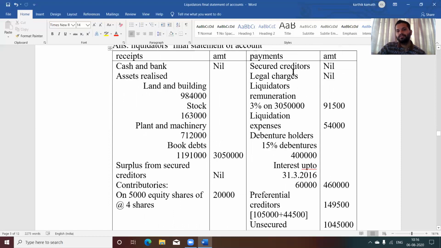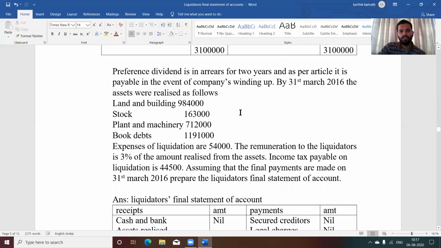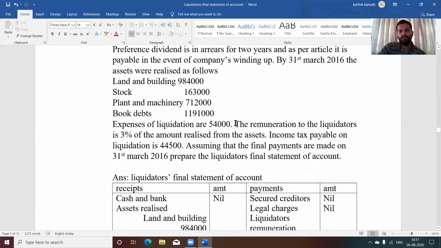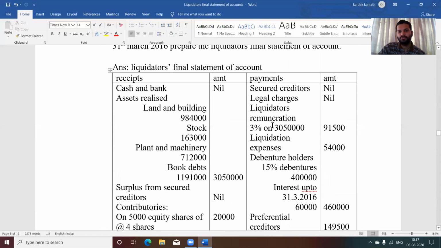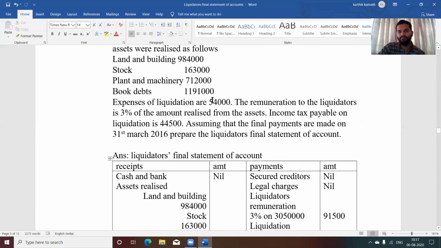Now go for the payment side. Secured creditor information is not there. Legal charges are also not mentioned. Liquidator's remuneration. What about liquidator's remuneration? They have said 3% on the amount realized. So total amount realized 30,50,000, on that 3%, that is 91,500 liquidator's remuneration. Liquidation expense is directly given in the problem, 54,000.